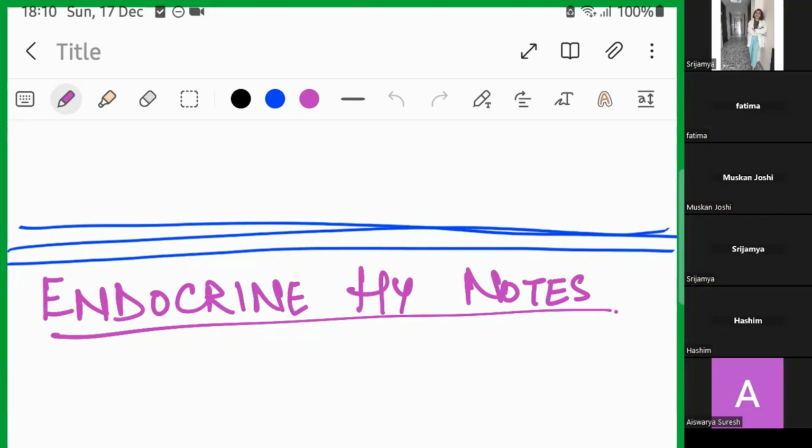Okay. So let's just start with diabetes mellitus first, because it's very important and it's very high yield also. Okay, so what's happening in diabetes mellitus? Anyone? What is diabetes mellitus?